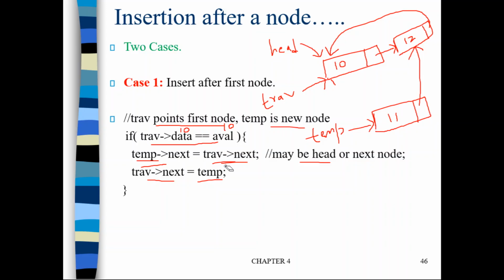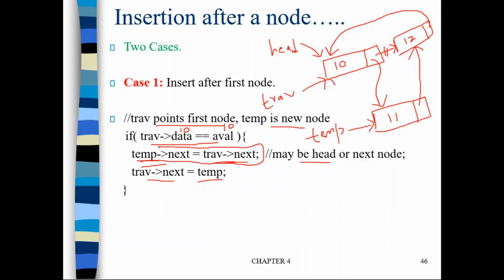And then what else? Traverse arrow next is equal to temp. This is traverse, its next will point to temp, so the old link is replaced. If you write like this, it will work for both cases.